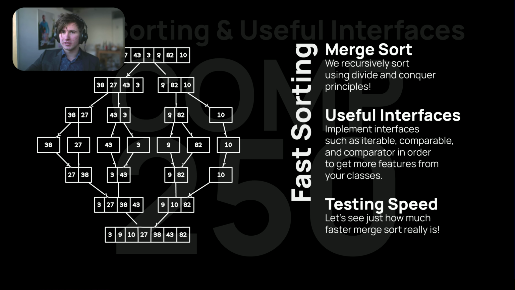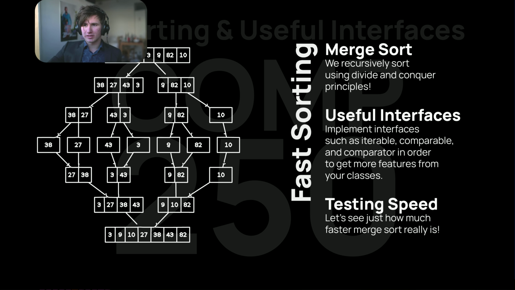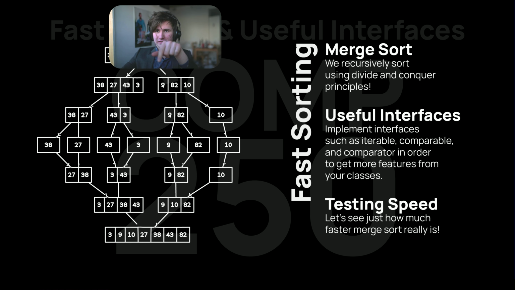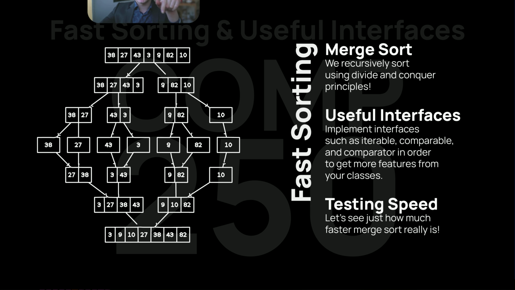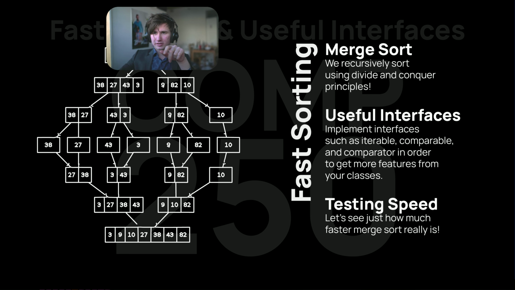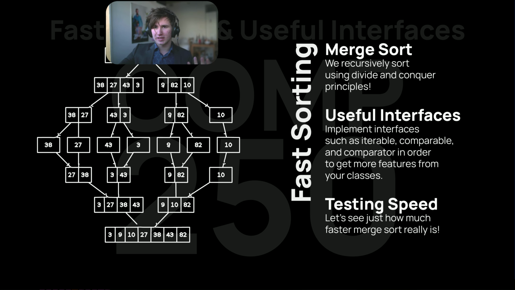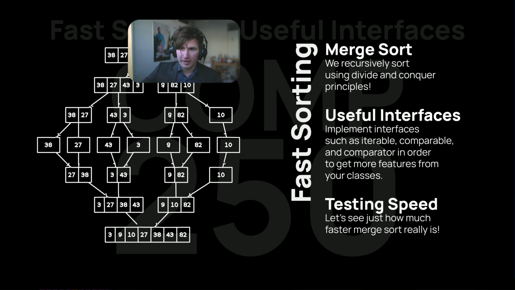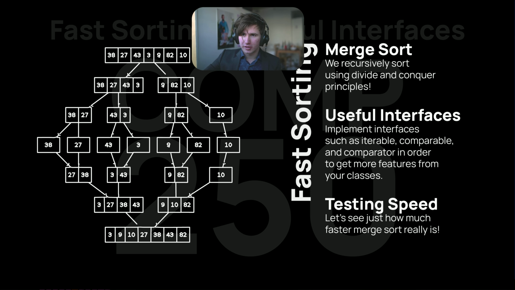So what merge sort does is it says, instead of sorting this whole big array, we want to sort smaller arrays, right? Because it's easier to sort 9, 82, 10 than it is to sort 38, 27, 43, 3, 9, 82, 10. It's way easier to sort this 9, 82, 10 thing. So that's what merge sort says: let's sort the smallest possible division of our array. And to do that, we use recursion.